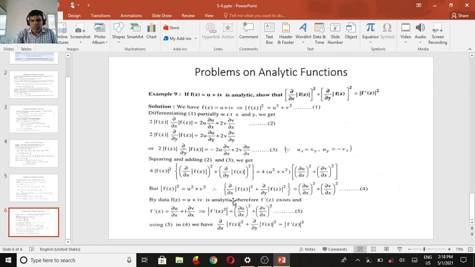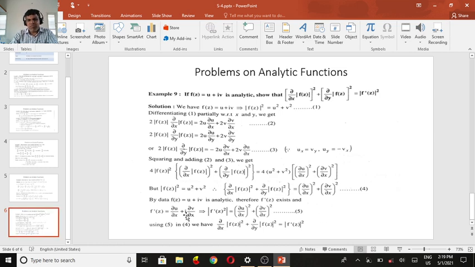So I use equation 1. ∂/∂x of mod f(z) whole squared plus ∂/∂y of mod f(z) whole squared is equal to 4 times (u squared plus v squared), which is mod f(z) whole squared. The 4 mod f(z) whole squared on the left-hand side and the right-hand side gets cancelled. We get ∂/∂x of mod f(z) whole squared plus ∂/∂y of mod f(z) whole squared is equal to ∂u/∂x whole squared plus ∂v/∂x whole squared. Call this equation 4.